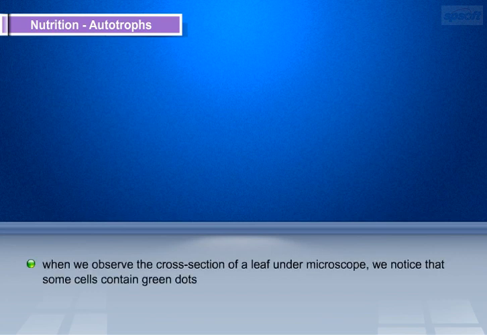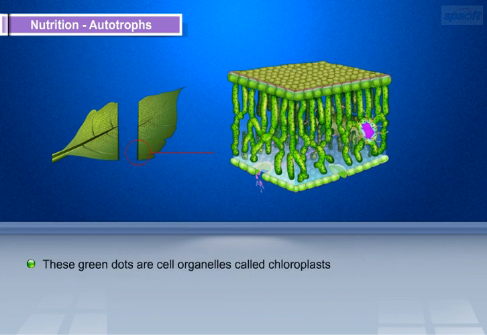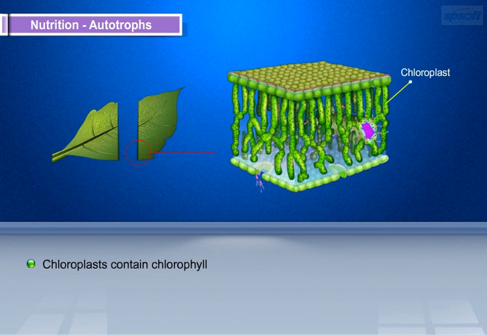Let us see how each of the components in the reaction is necessary for photosynthesis. When we observe the cross-section of a leaf under a microscope, we notice that some cells contain green dots. These green dots are cell organelles called chloroplasts. Chloroplasts contain chlorophyll. Chlorophyll absorbs sunlight.